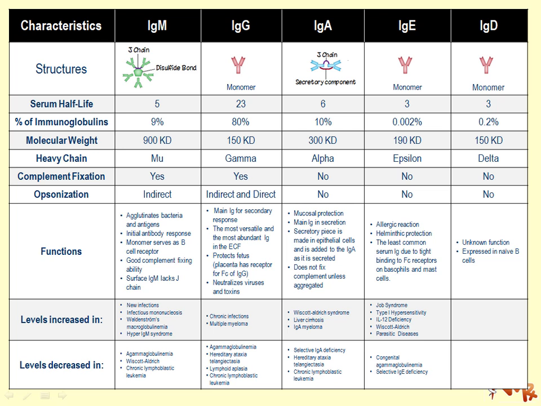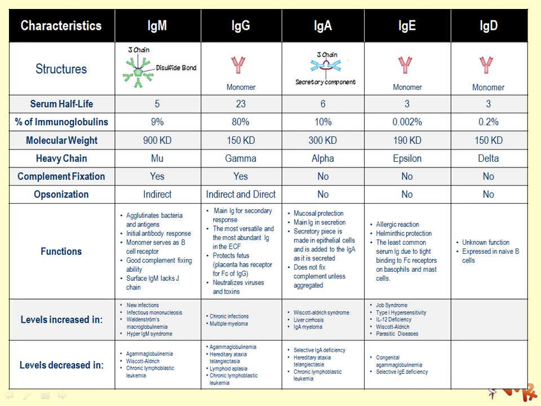Long, long time ago in human history, of course, it would have had a lot more function, as you can guess. This is the least common serum immunoglobulin. I explained it before. Why? Because it binds tightly to Fc receptors on basophils and mast cells, and it's extracted from the blood. But whenever we are confronted with helminthic diseases, these basophils and mast cells are able to unleash tons of these IgEs onto these worms.